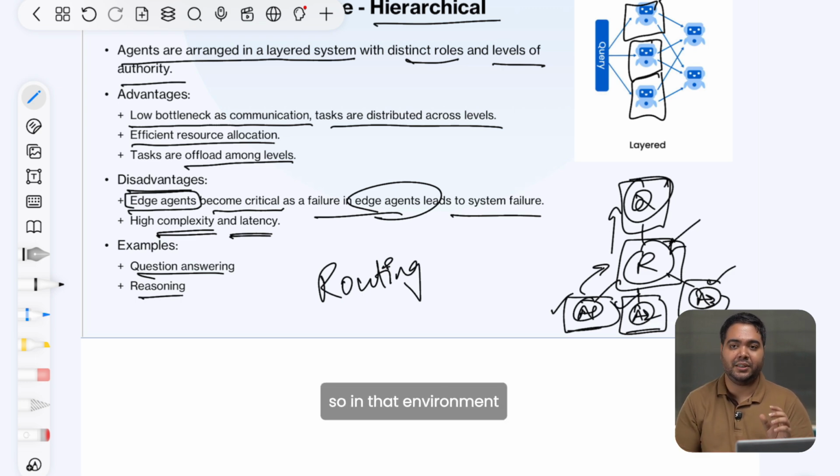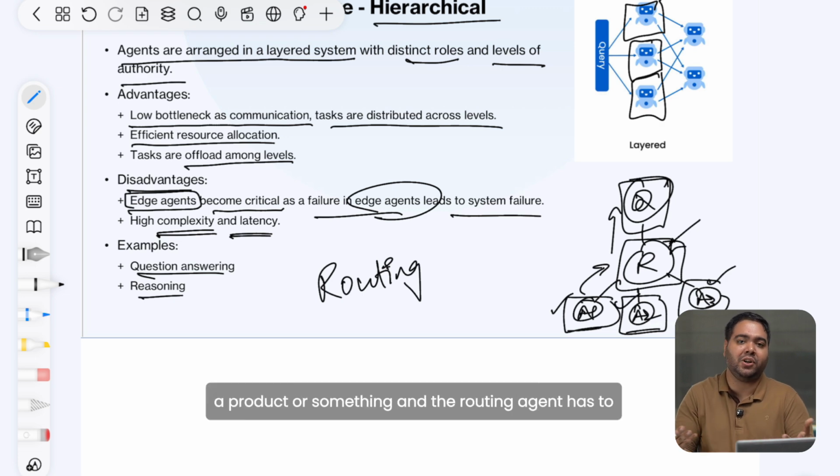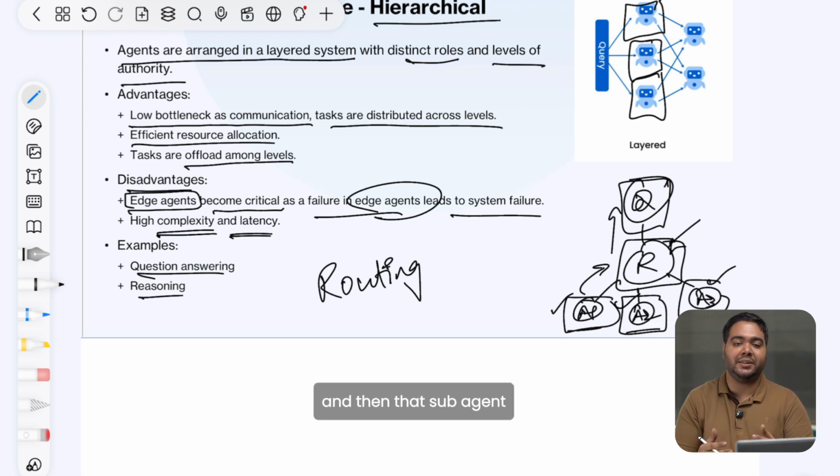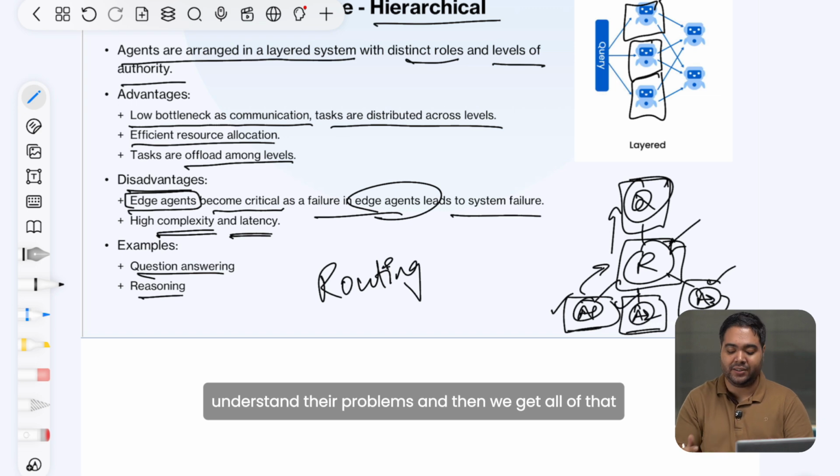So in that environment, there could be 5 different sales agents trained on different areas of a product or something. And the routing agent has to decide which actual sub-agent to send that query to. And then that sub-agent helps the user understand their queries, understand their problems, and navigate all of that.